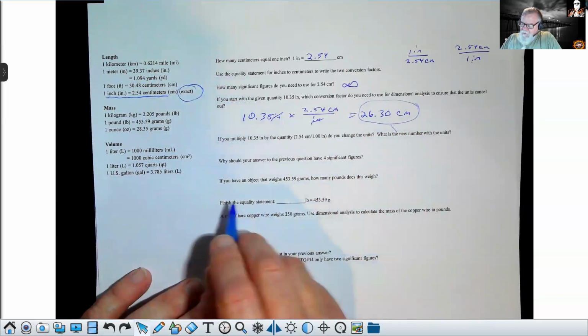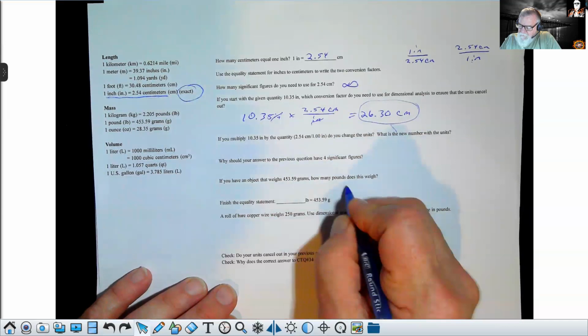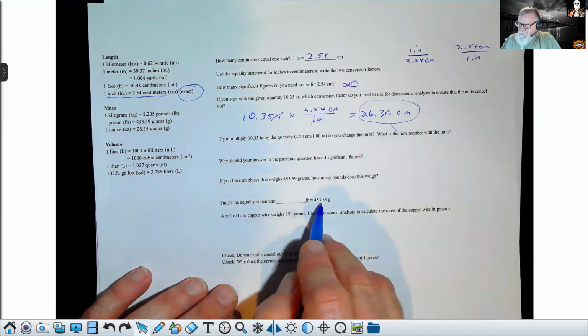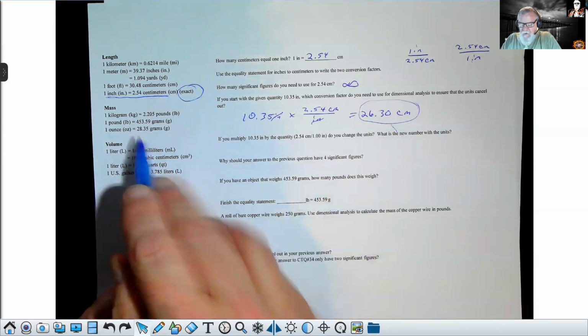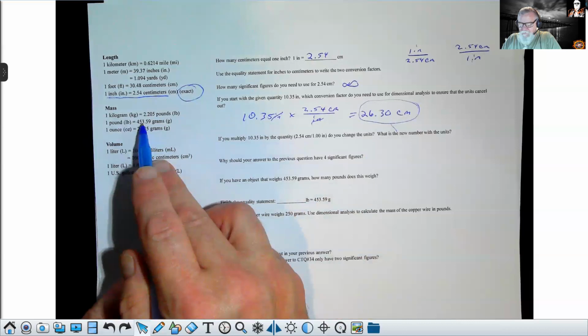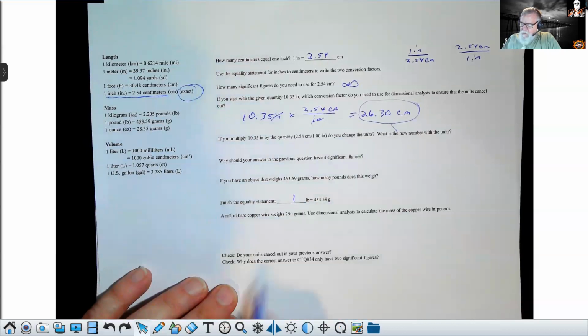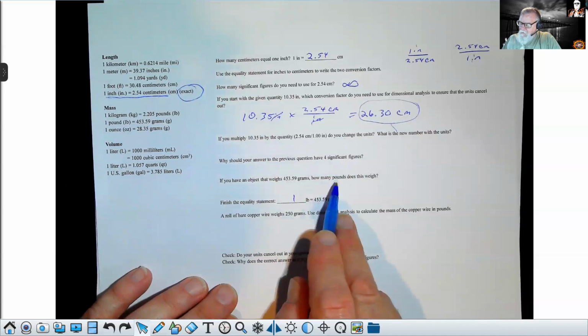Well, let's go ahead and see. So we have, okay, finish the equality statements. So how many pounds equals 453? 1 pound equals 453.59 grams. So 1 pound equals that. How many pounds is in this weight?